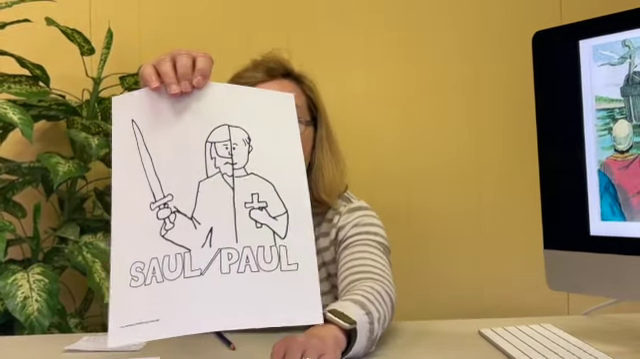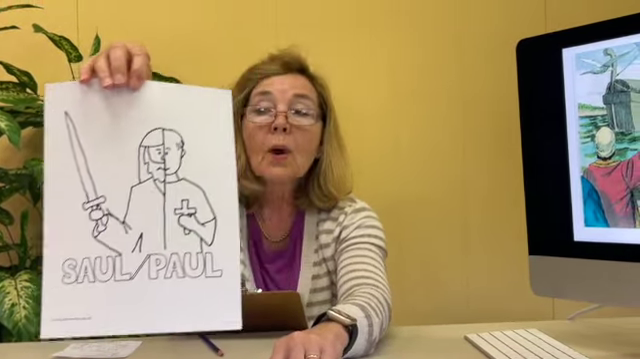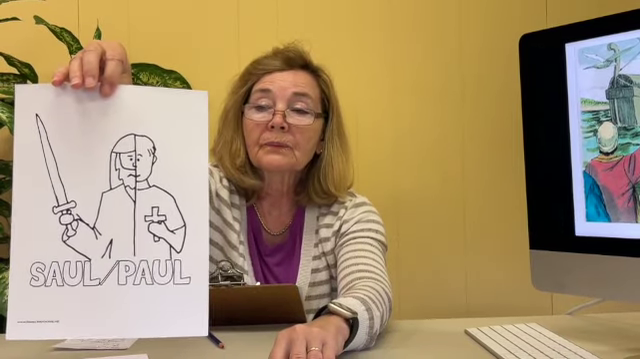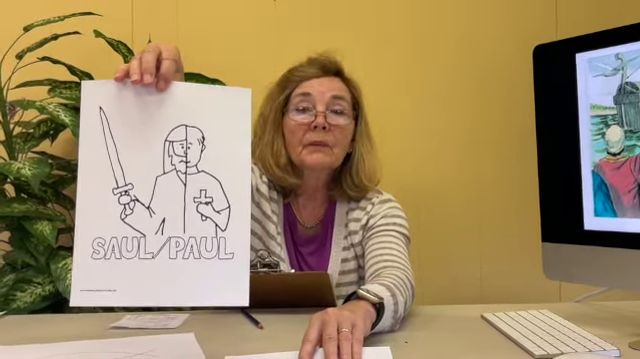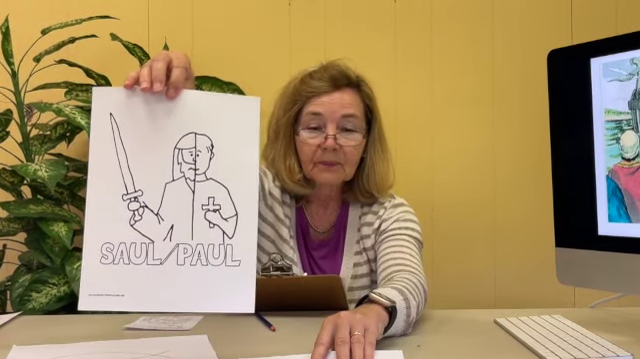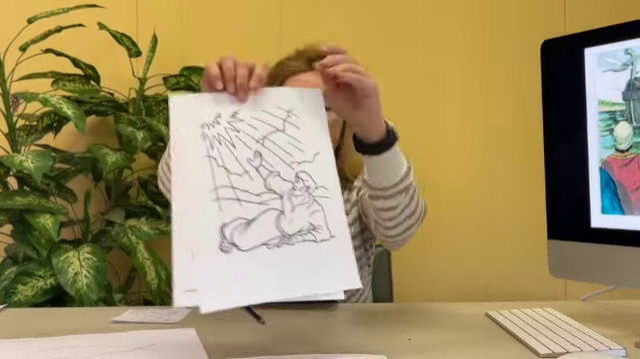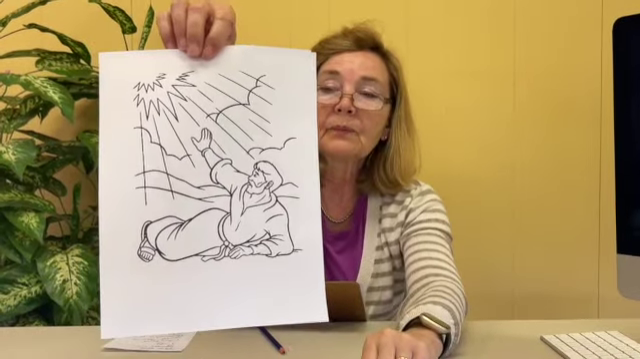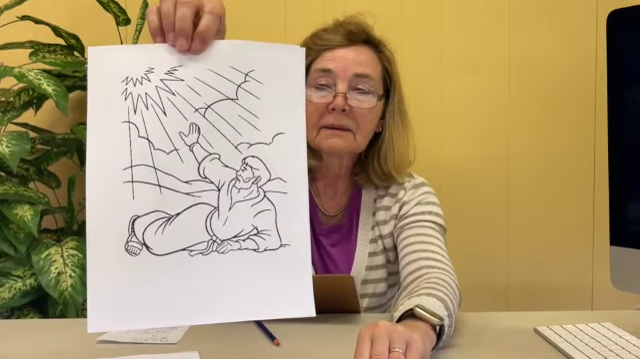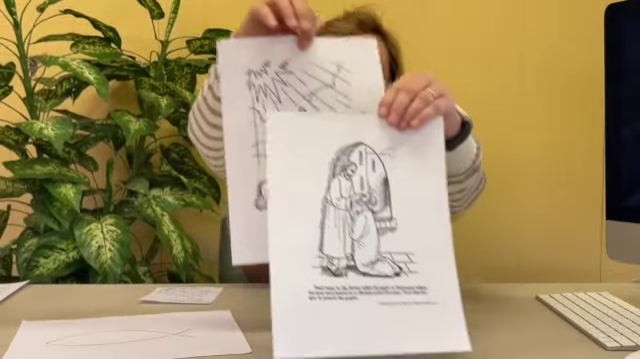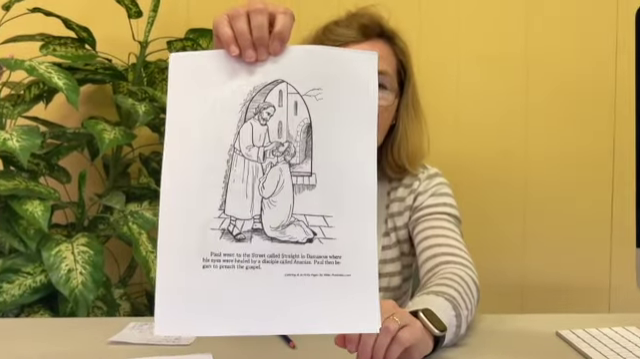We have several activities for you, depending on your age level, interest, and abilities, and you'll need to print the templates. There are several coloring pictures, and here's one with Saul, the one with the sword, who becomes Paul, the one with the cross. And here's a coloring picture of Paul being blinded, and another one of Paul being healed.